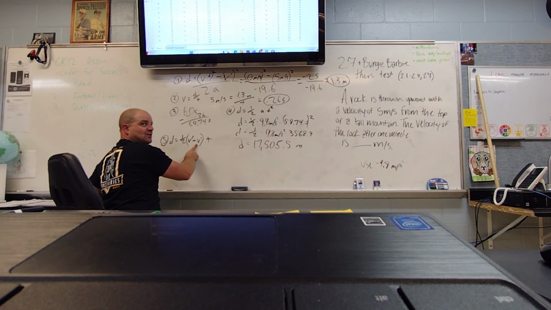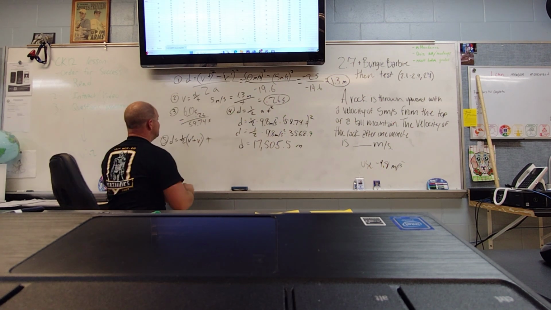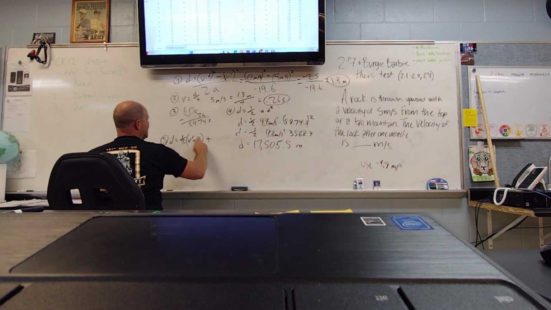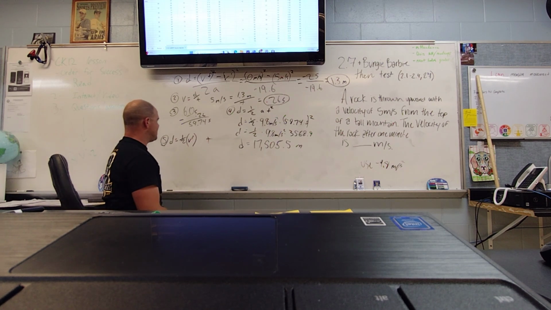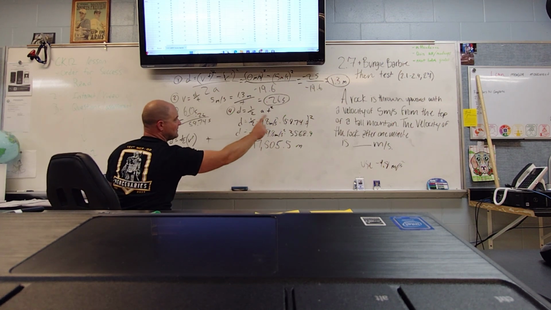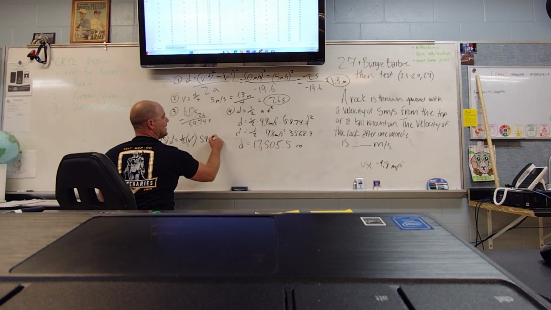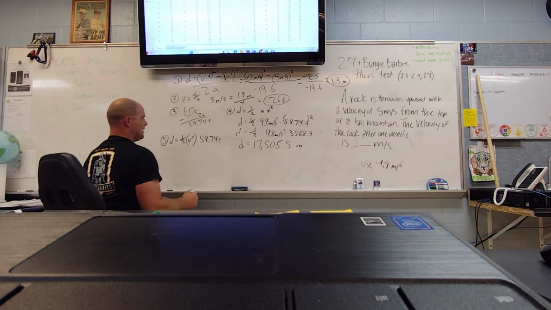Do we have the initial velocity? It's 0, right? Because it went up and it stopped. So this is going to be 0. We can get rid of this. We're actually just taking half of, and we have the time right there. It was 59.74 seconds.